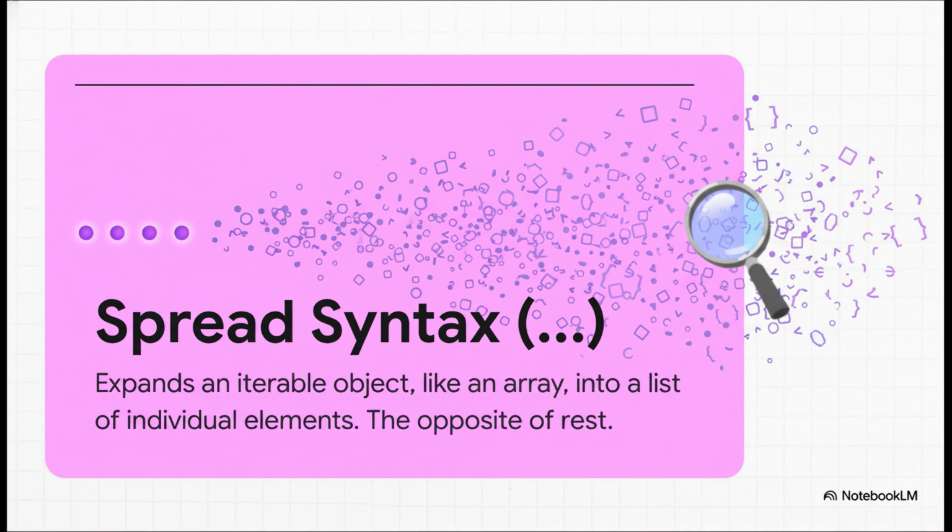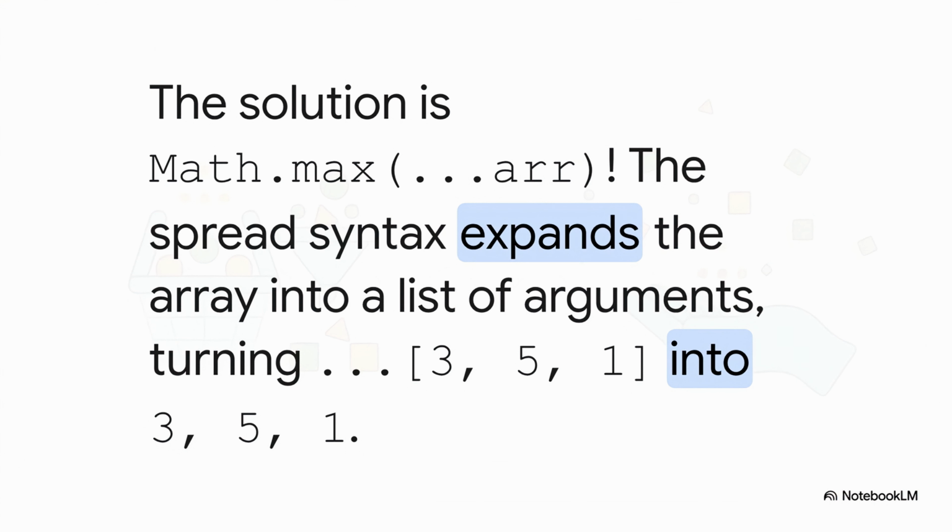And here come our 3 little dots again, to the rescue. Only this time, they're doing the reverse job. Instead of gathering, they are spreading or unpacking. The spread syntax takes something like an array and opens it up, laying out all its individual elements. And check out how elegant this is. By putting the 3 dots before our array when we call the function, we're basically telling JavaScript, hey, don't pass this array in as a single box. Instead, open the box and pass in each item inside as a separate argument. And just like that, it works perfectly.